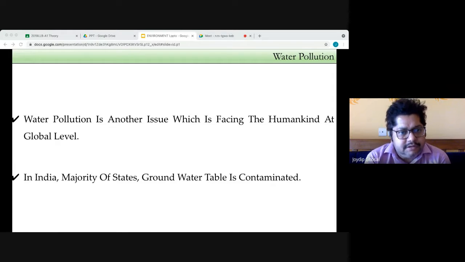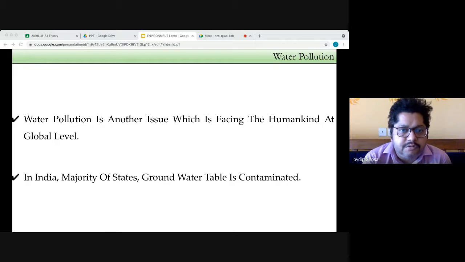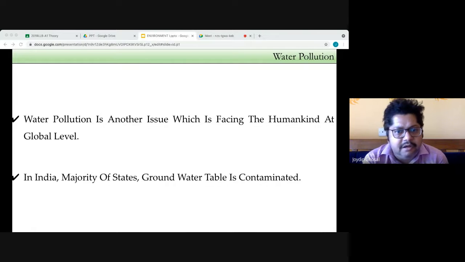Not only this, there is also the problem of groundwater pollution, which is caused by unregulated industrial activities. They are not being regulated in a proper manner, so they are causing pollution in the groundwater also. Common groundwater pollutants include arsenic, fluoride, nitrate, iron, bacteria, phosphates and heavy metals.